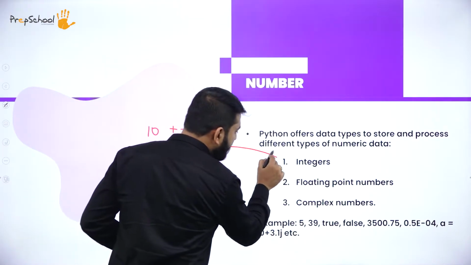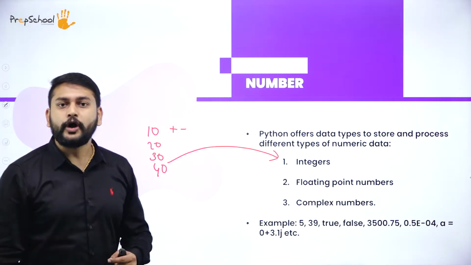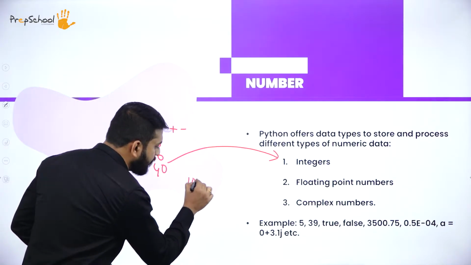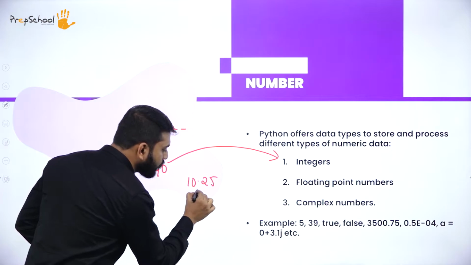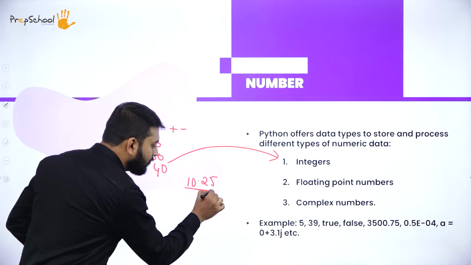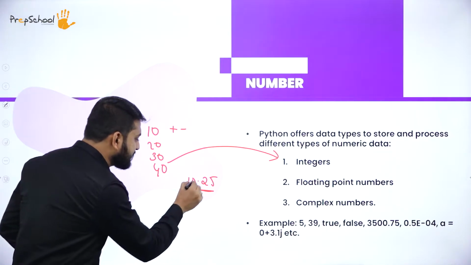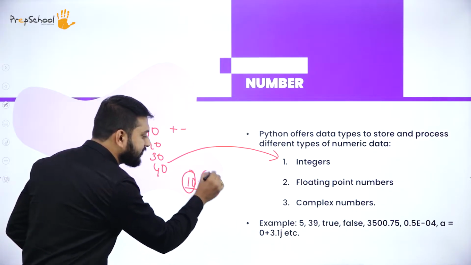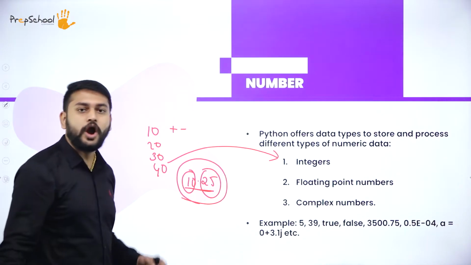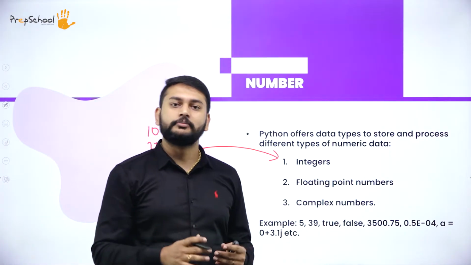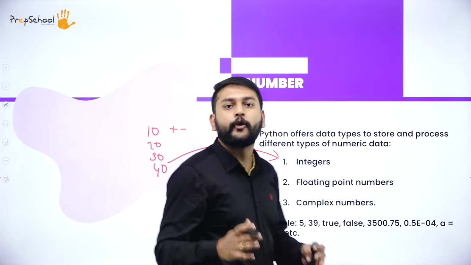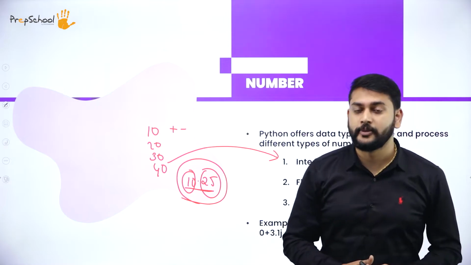Then what is this floating point number? Please observe, suppose I write 10.25, this is what I will call a floating point number. This number has two parts: this is the integer part and this is the floating part. So this kind of number is what I will call floating numbers or floating point numbers. That is what you have to remember.